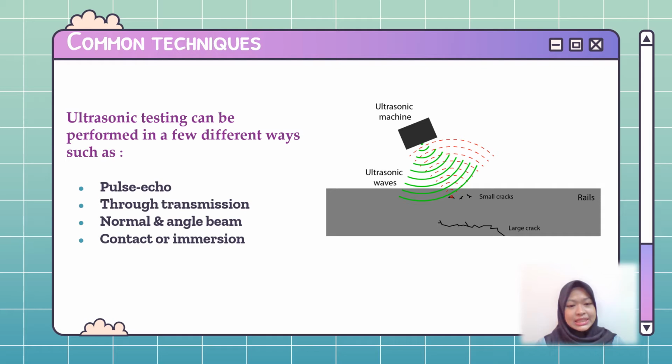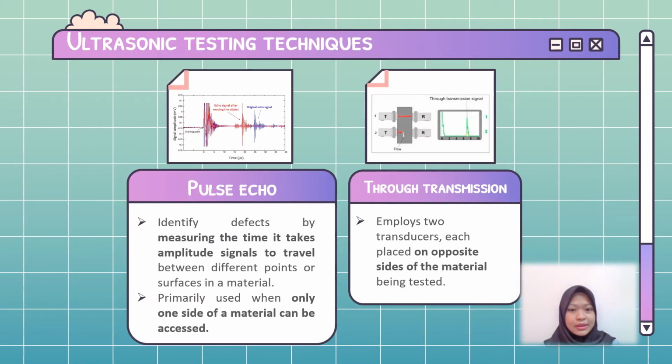There are four common techniques of ultrasonic testing that can be performed in a few different ways, such as pulse echo, through transmission, normal and angle beam, and the last one is contact or immersion. The first ultrasonic testing technique is pulse echo, which is used to identify defects by measuring the time it takes amplitude signals to travel between the different points or surfaces in a material. This technique is primarily used when only one side of a material can be accessed.